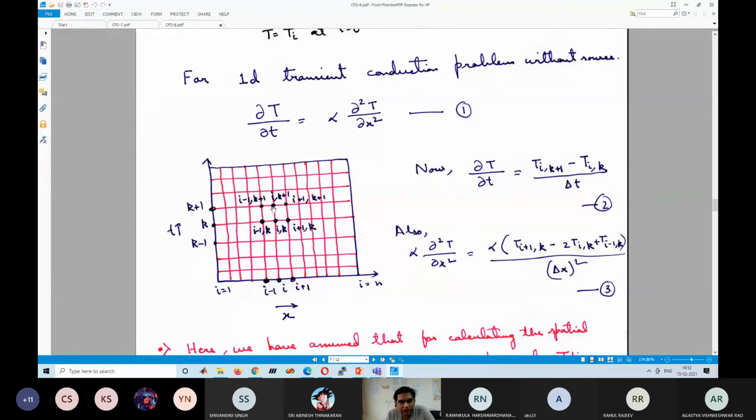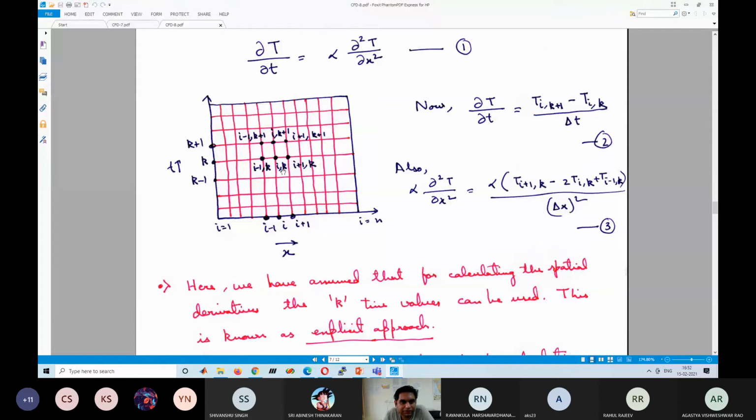So we need to appropriately decide, for the x direction, which values we should take, whether at the midpoint, at the bottom, or at the top. Here we have taken the bottom values, the previous time step values, the k time step values. We could have taken the average values also. So instead of T(i+1, k), I could have taken half of T(i+1, k+1) plus T(i+1, k). Depending on this, there are different types of schemes.